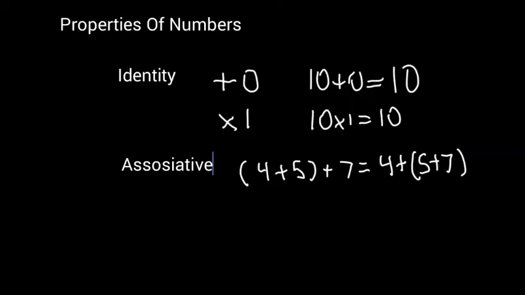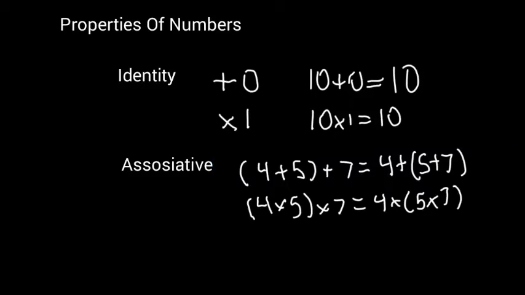So you can do this with multiplication as well, so I'm going to use the same numbers. So you could do (4 times 5) times 7. That's going to equal 4 times (5 times 7). So again, I changed my grouping, but I'm not changing the answer to my problem.